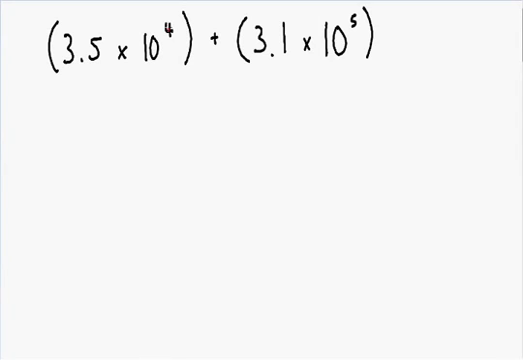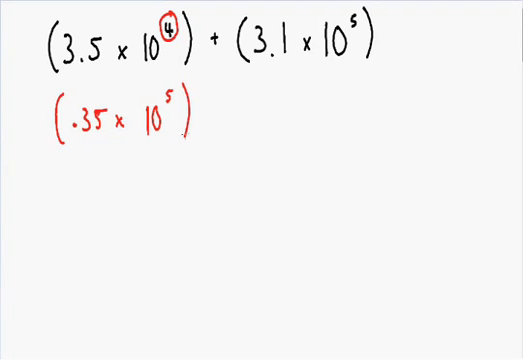So what I like to do is take the smaller power, which is the 4, and make it the same as the bigger power, which is the 5. So I'm going to turn this 10 to the fourth into a 10 to the fifth. If I change this into 10 to the fifth, I effectively just moved the decimal point 1 unit to the right. So in order to compensate for this, I have to move the decimal point 1 unit to the left. So the 3.5 becomes 0.35. So instead of 3.5, now we have 0.35 being multiplied by 10 to the 5th.